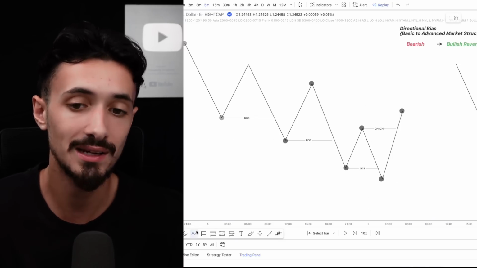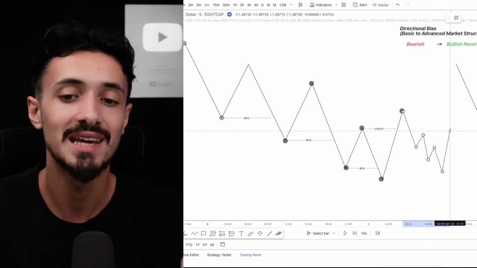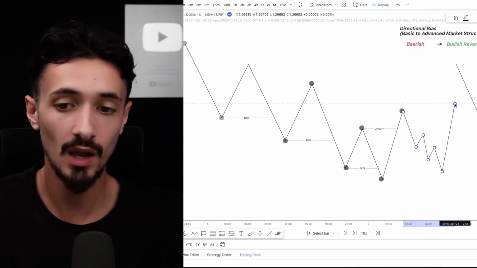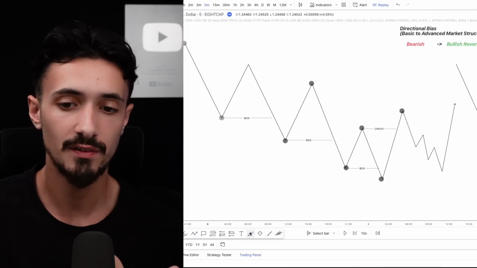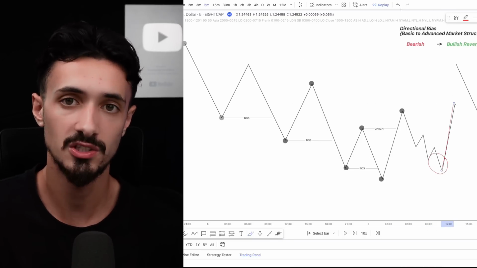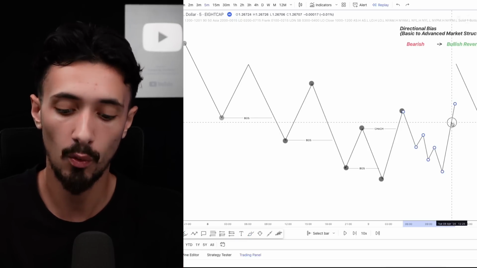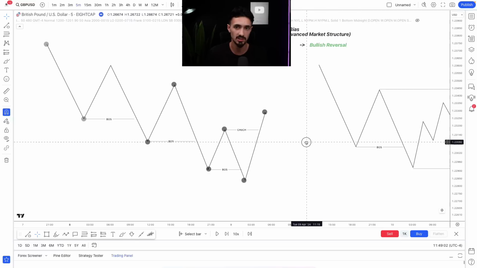And so what would you be expecting? A pullback into this level before continuation higher. And where we get involved, we're waiting for this pullback, waiting for our confirmation, and then we're getting in on the long positions. And it's that simple. And that is why market structure is our most important component when it comes to our trading strategy.